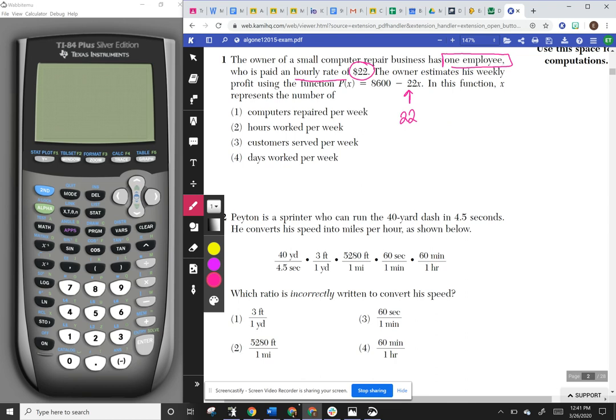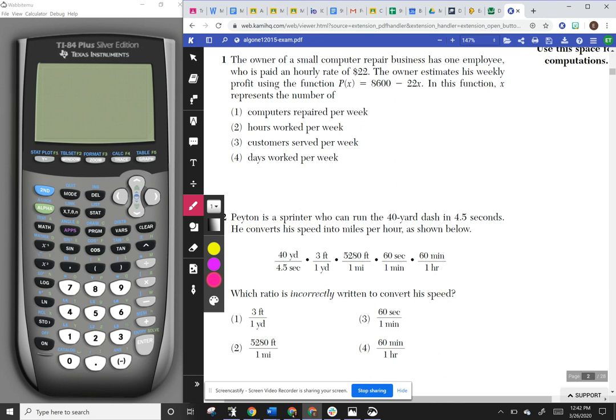So we are going to do the January 2015 Algebra 1 Regents, questions 1 through 22. Question number 1 says that the owner of a small computer repair business has one employee. This employee is paid an hourly rate of $22. The owner estimates his weekly profit using the function p of x equals 8,600 minus 22 times x.